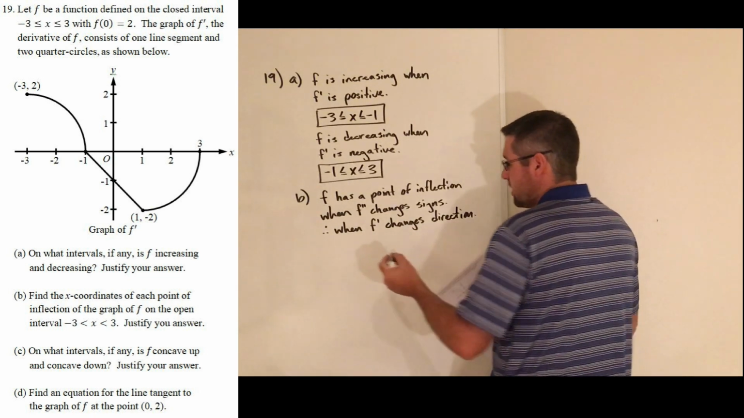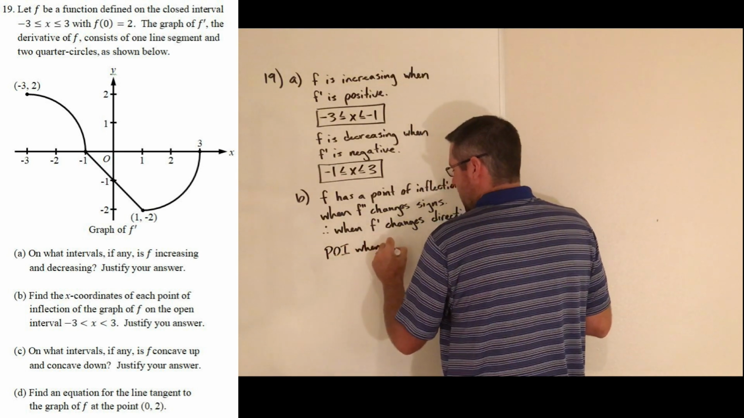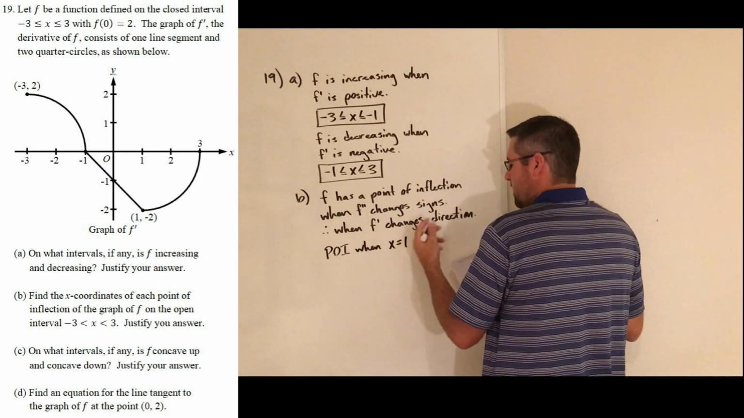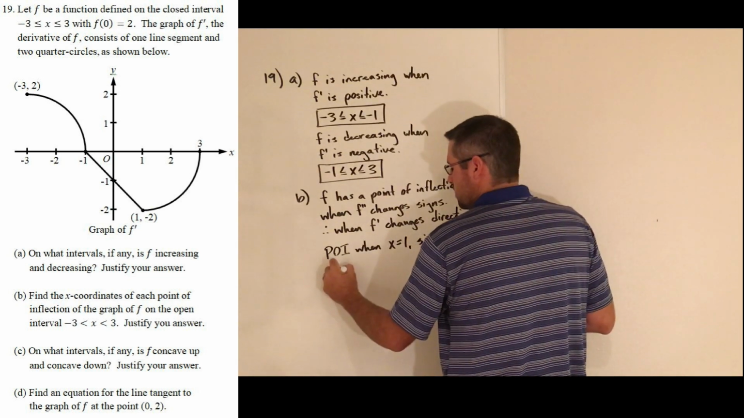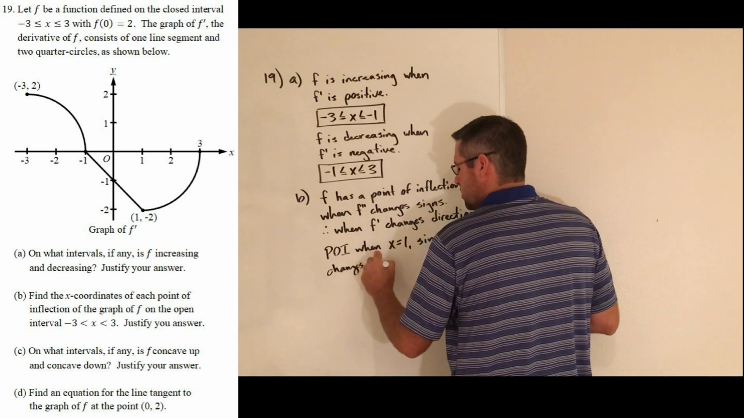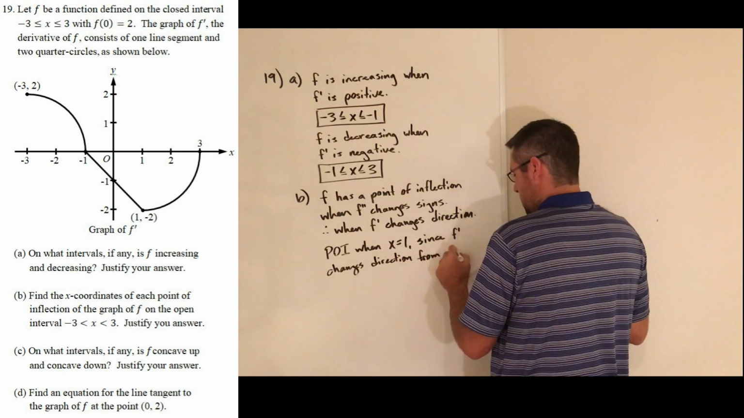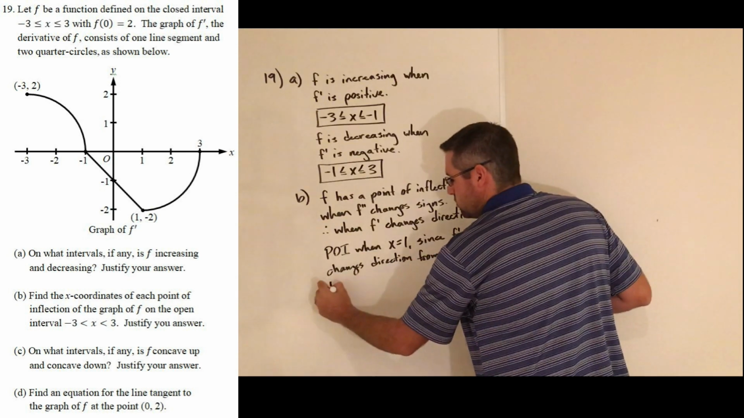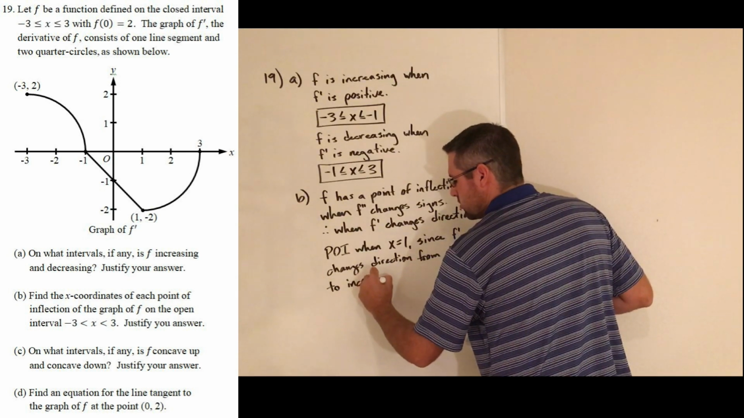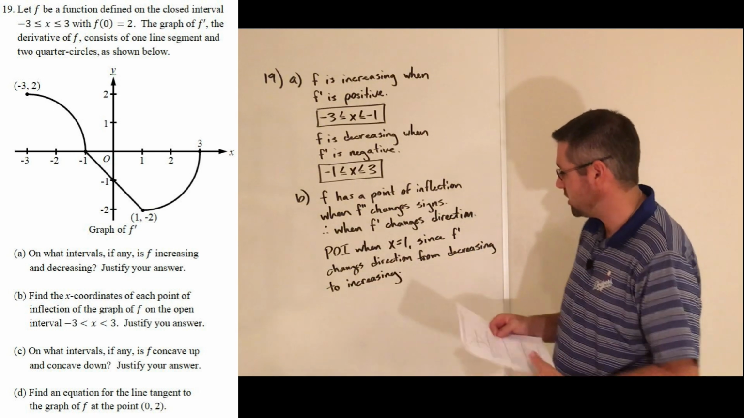So we would say as an answer something along the line of point of inflection when x equals 1, and then I'm going to add to my justification, since f prime changes direction from decreasing to increasing. So that gives me a little bit more specifics to how it changes direction.